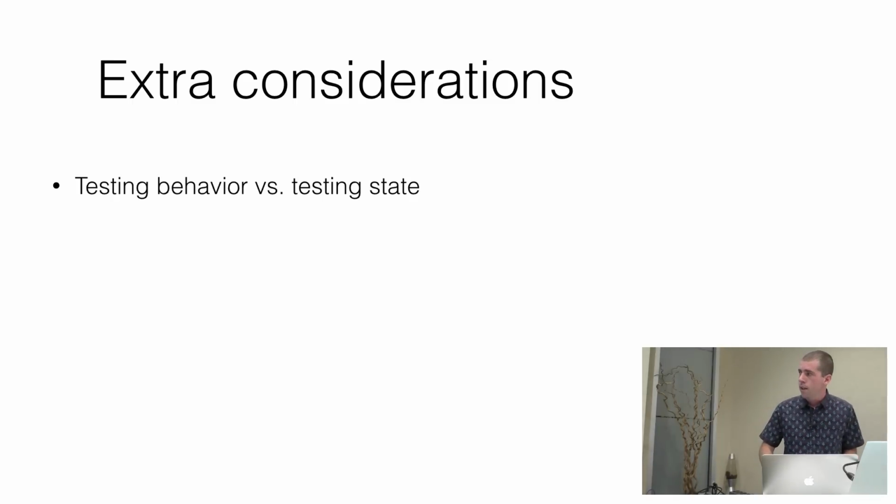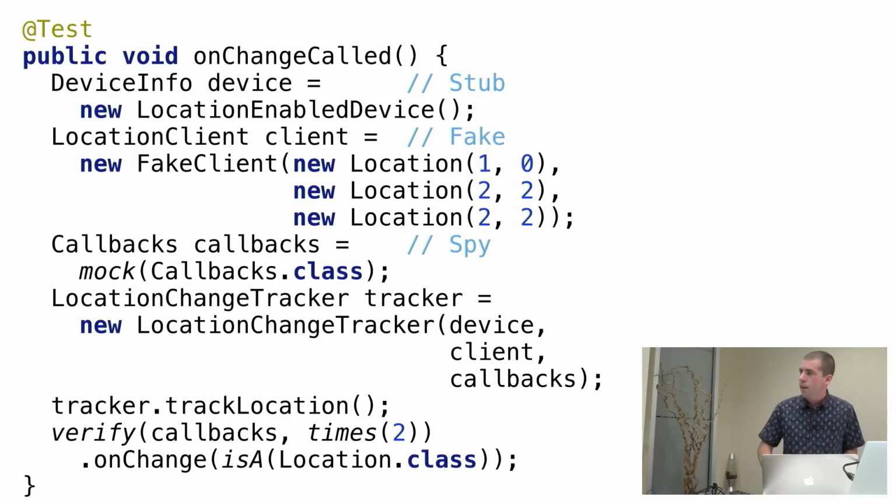Quick example, in this case, instead of using a spy for our callbacks object to make sure that onChange was called, we could have supplied a fake instance of callbacks, and then in that instance we could increment a counter. If you imagine an integer field in our callbacks implementation, we increment that every time onChange is called, and then we have a getter like number of times onChange was called. It'd be very verbose, but that's what it would look like. And then we could just assert that that number is equal to what we want.